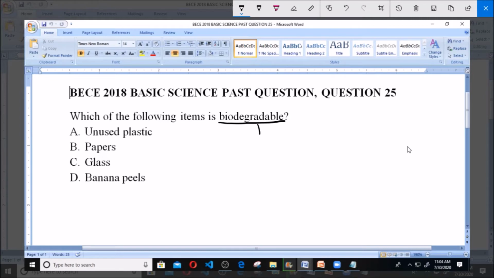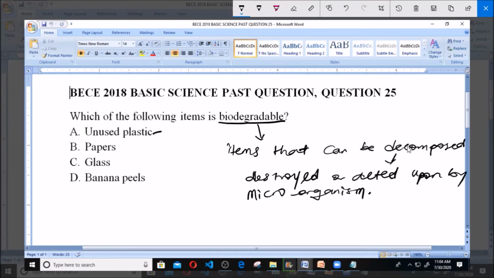Now, when you say biodegradable materials, we refer to those materials that can be destroyed or decomposed. Then the non-biodegradable materials will be those that cannot be decomposed or acted upon by microorganisms. Now, A here says unused plastic. And like we know, plastic cannot be acted upon by microorganisms. Plastic cannot be decomposed. B here says paper. We also know that paper is not an organic material, so it cannot be decomposed. Glass also is not an organic material, it cannot be decomposed.